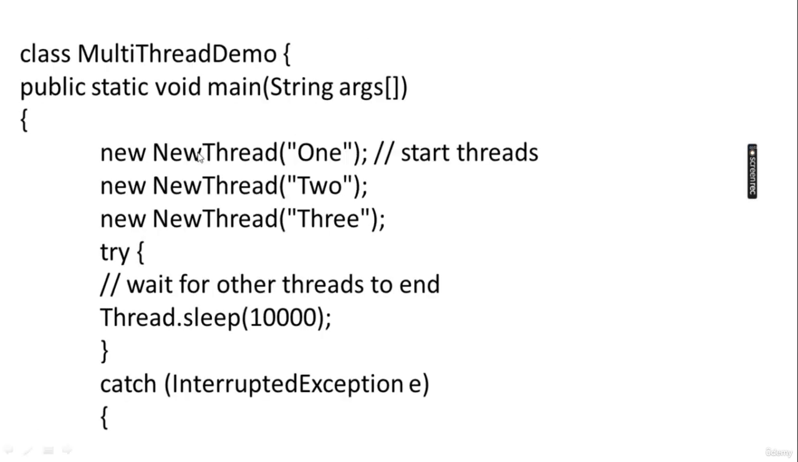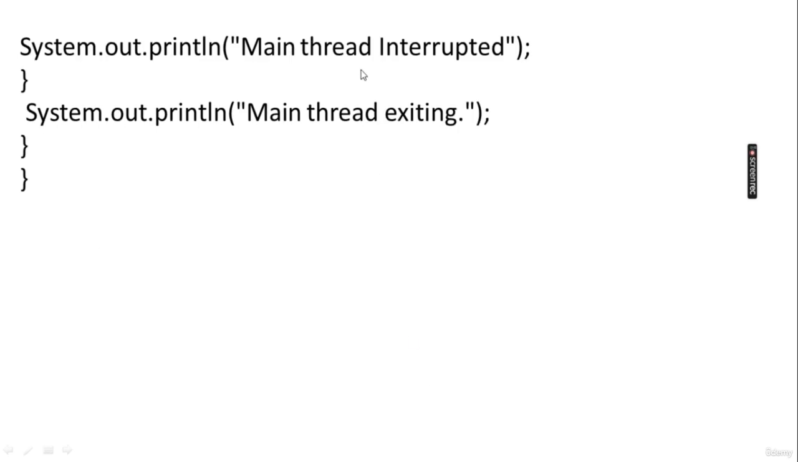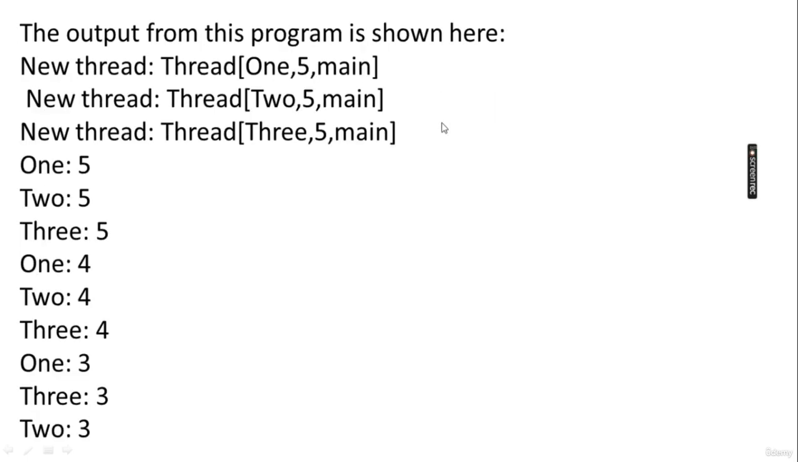Then in the MultiThreadDemo program we are creating 3 separate threads, 1, 2 and 3, and for all the other threads to end, we have to wait for 10,000 milliseconds, that is 10 seconds. And then after all threads have ended, we will print main thread interrupted and main thread exiting.